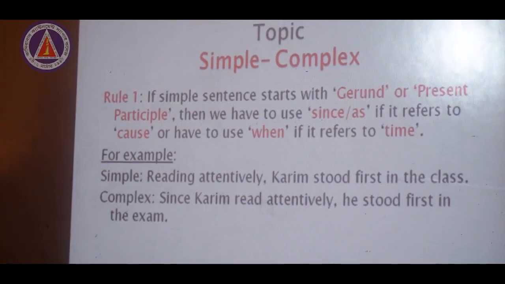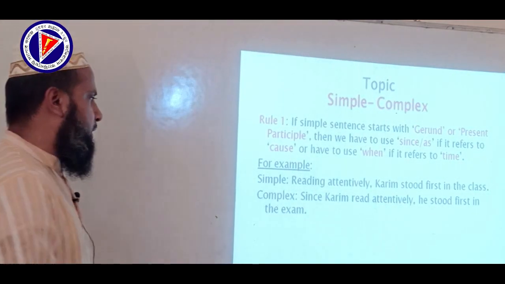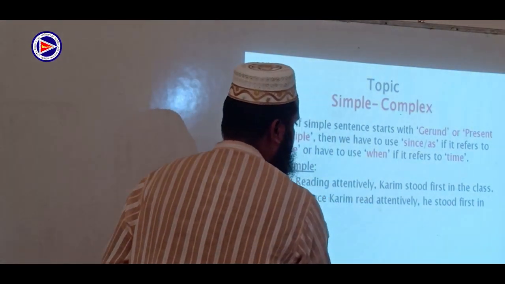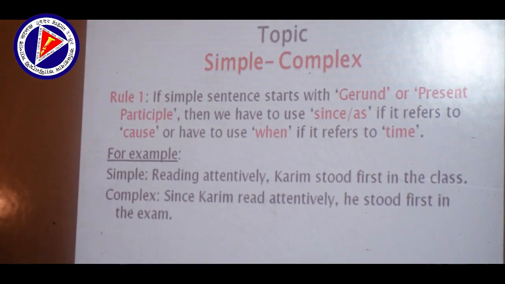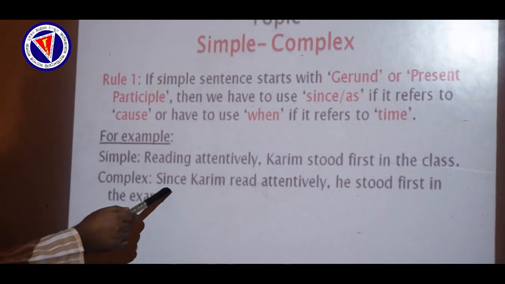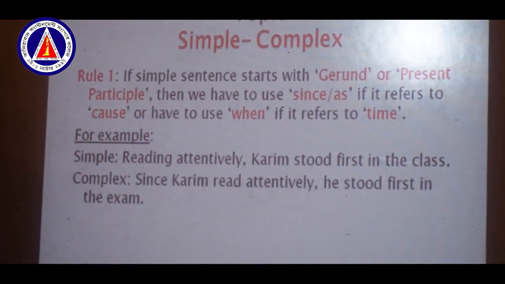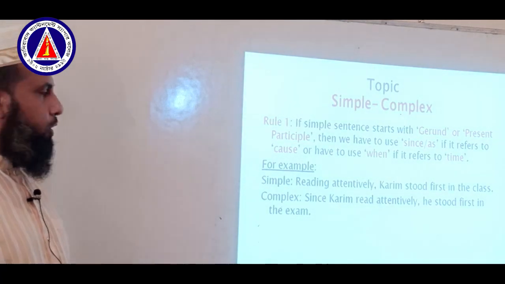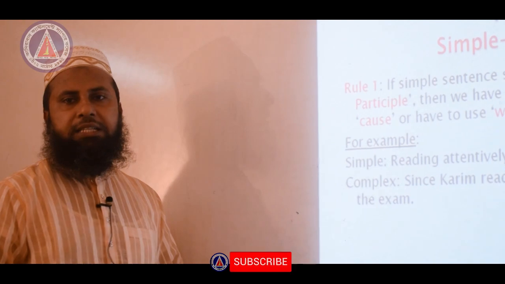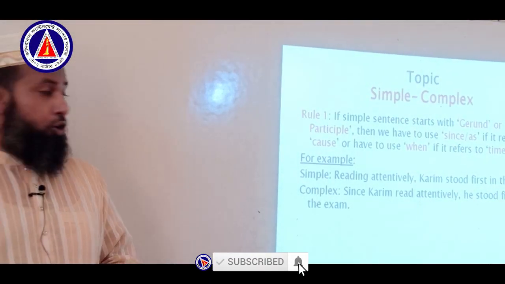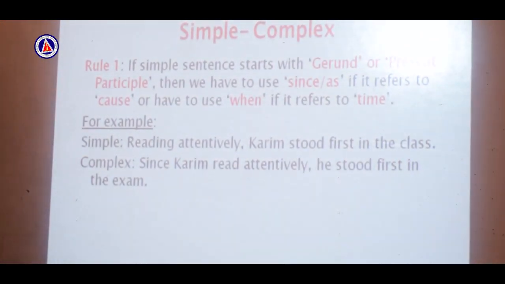But for a complex sentence, we need at least one more clause. So here, since Karim read attentively, this is a clause. Again, he stood first in the exam. This is another clause. So what is the difference? The first one is a subordinate clause and the second one is a principal clause. We know a principal clause is an independent clause, but a subordinate clause is a dependent clause. So here, since Karim read attentively, it depends on he stood first in the exam.